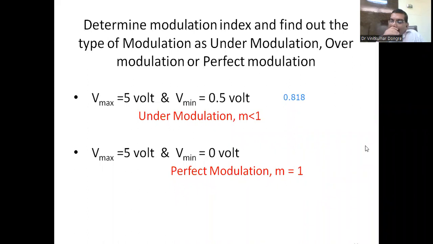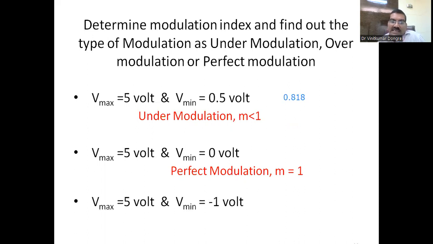Now, can anyone give me an example value for over modulation? Suppose my Vmax is 5 volt. So what should be my Vmin? Sir, it should be less than Vmax. Less than Vmax, so would 4 volt work? Try it and see. Suppose Vmax equals 5. No sir, it should be in minus. Yes, correct, it should be in minus. Absolutely correct. It should be negative.